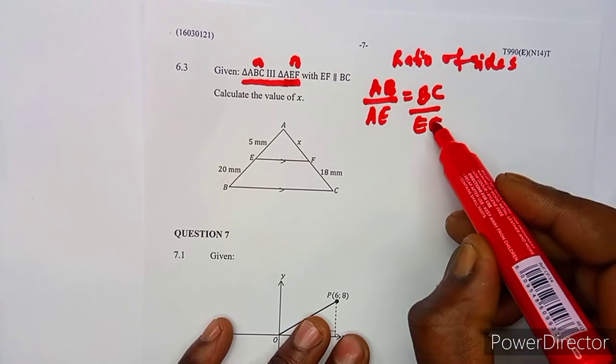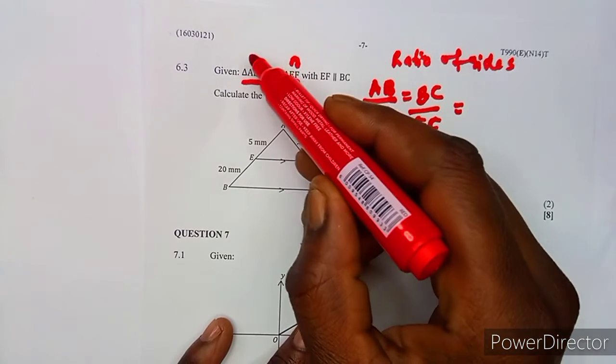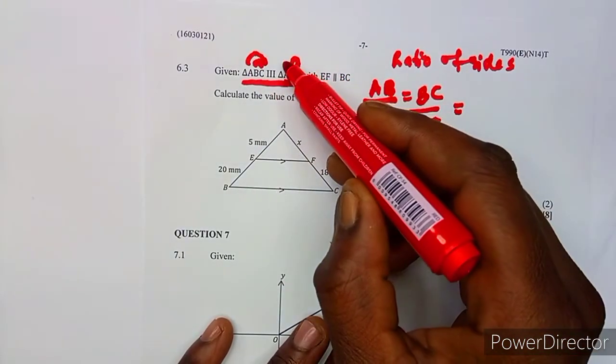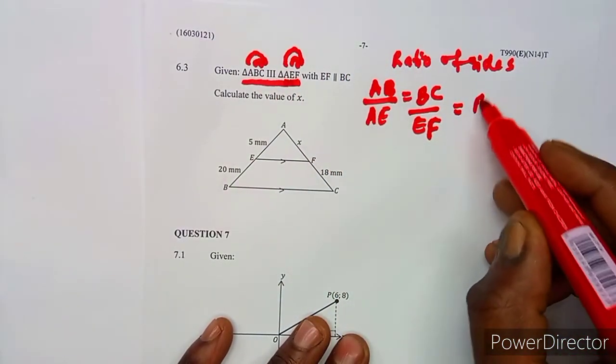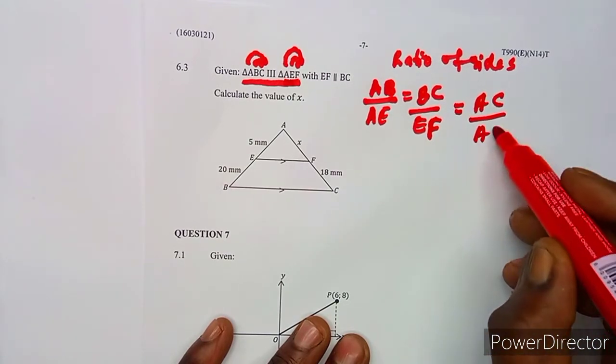That is the ratio of sides, which is equal to, we take AC, which means we are going to take AF. So it's AC over AF.